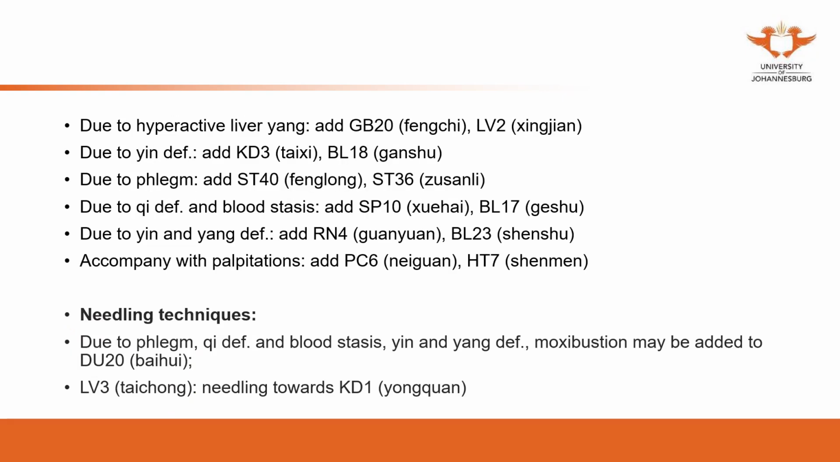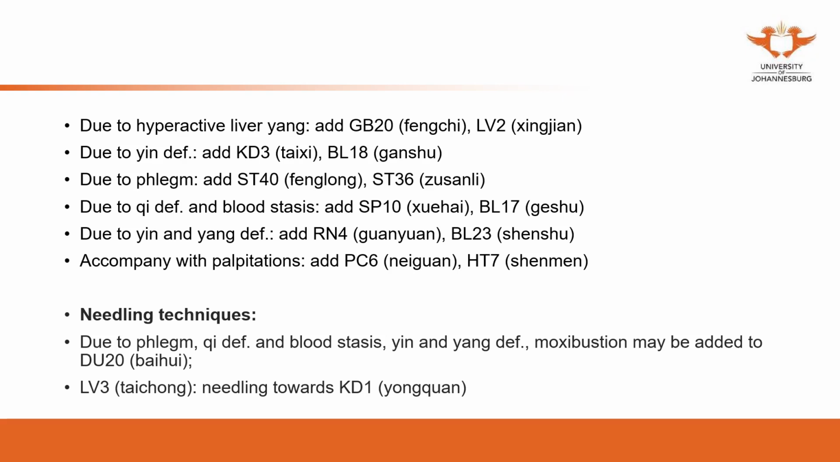Due to hyperactive liver yang, you can add gallbladder 20, liver 2. For liver and kidney insufficiency, kidney 3, bladder 18, especially liver and kidney insufficiency. So this is the combination of the back-shu points and the yuan source points. Due to phlegm, you can add stomach 40, stomach 36.